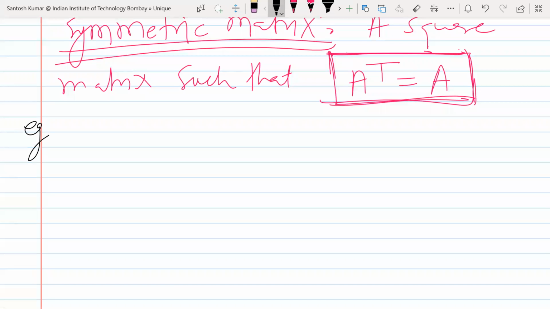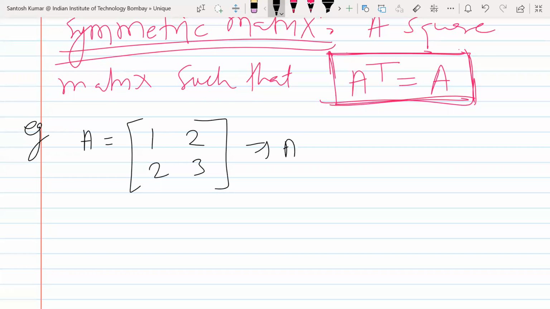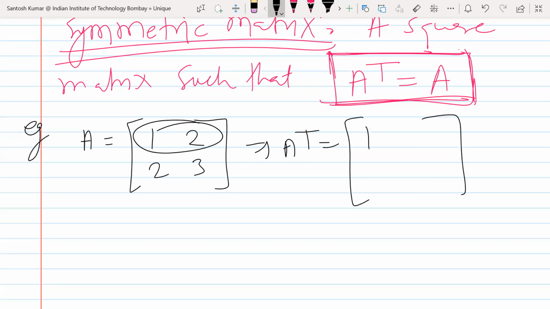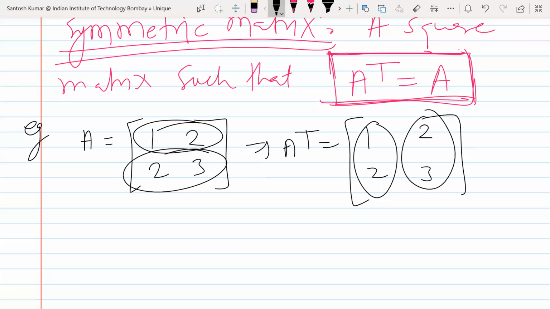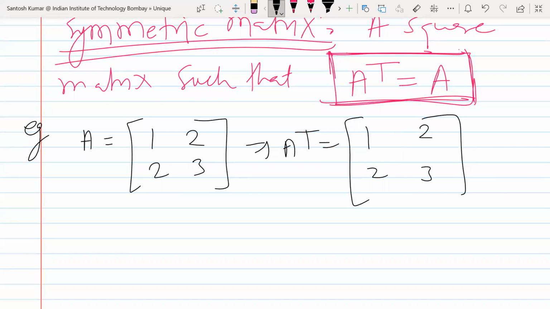So, for example, take A as 1, 2, 2, 3. Now you find A transpose. In transpose, what do we do? We interchange rows as columns. We interchange the other row as the other column. And you can see both matrices are equal. Both matrices have the same order, 2 cross 2, and the same corresponding elements. So A is equal to A transpose. That's why it is symmetric.